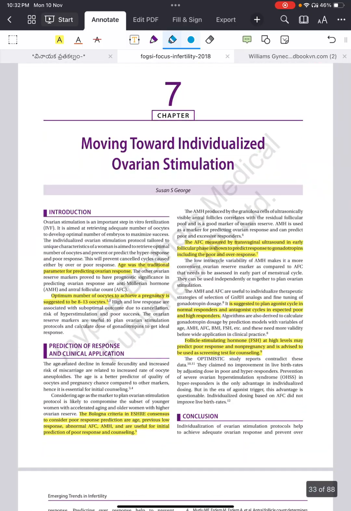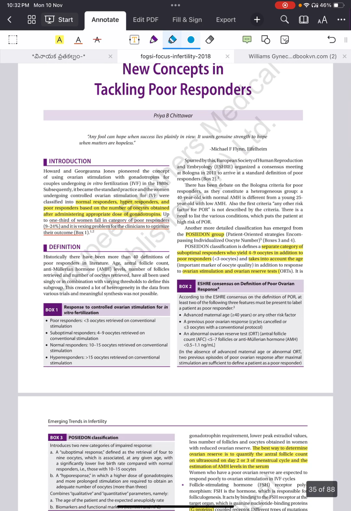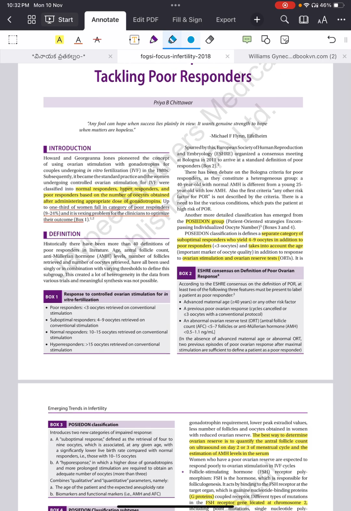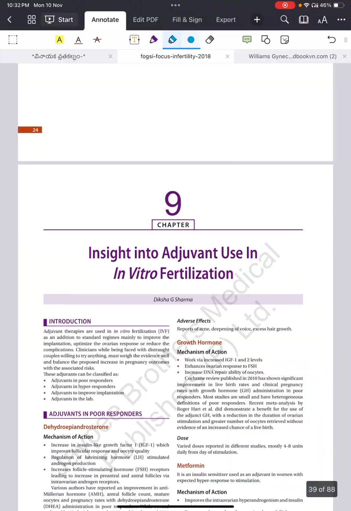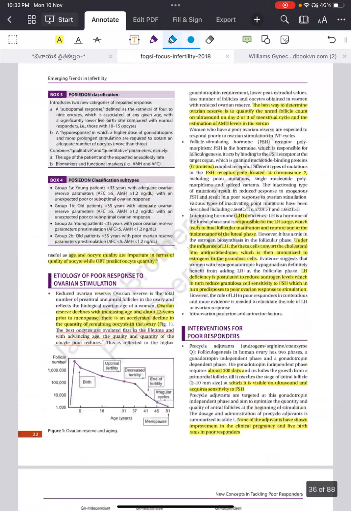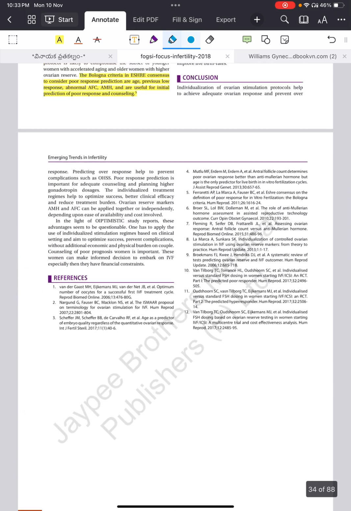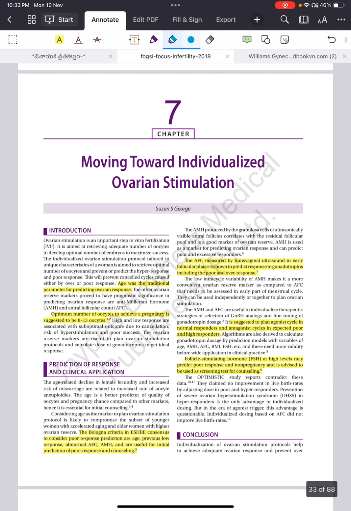Next chapter: till now we learned about the male side, now we will learn about the female. What are the different methods of ovulation stimulation? After you start ovulation stimulation in a person, she may be a poor responder, and how do we handle that kind of poor responder? I'll tell you in the next video about ovulation, the female side.